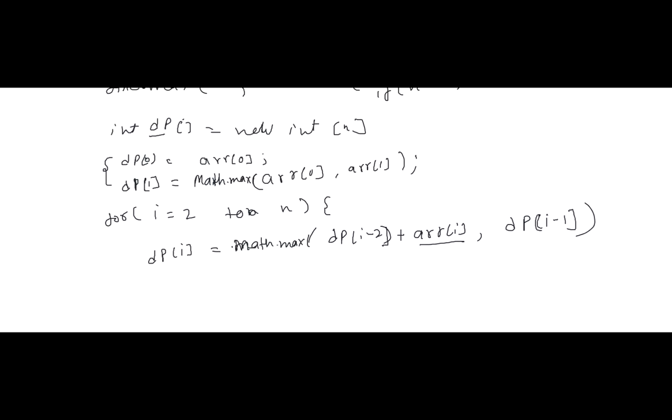And at the end of the day, after this loop is finished, we can simply return dp of I minus 1. Oh, sorry, dp of n minus 1. Right? So here you can see these are the two conditions, and this is the formula.